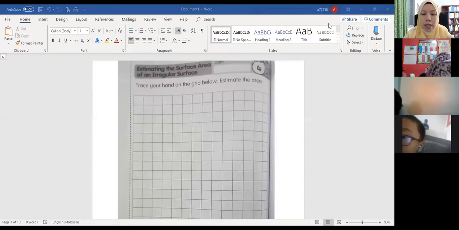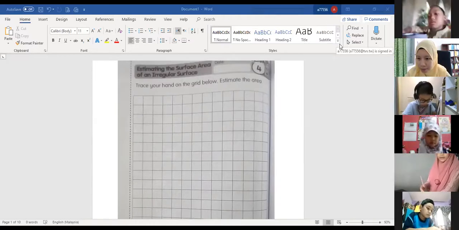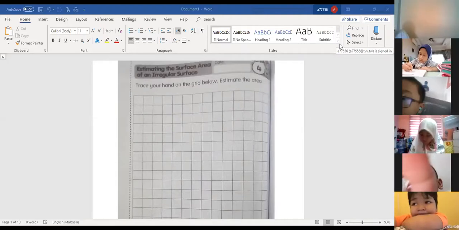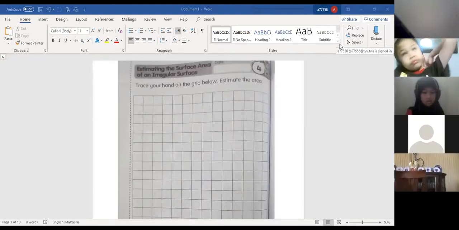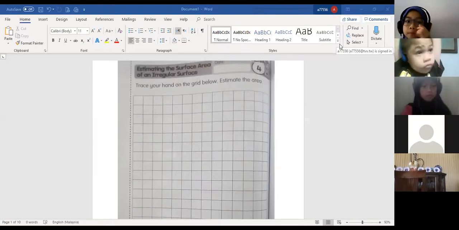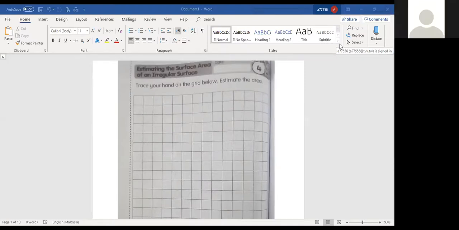Kalau dah siap lukis, if you finish drawing your hand, you can show me. Siapa dah siap boleh tunjuk teacher? Siapa dah siap lukis tangan? Okay, tunjuk teacher. Okey, tengok sini mana tak ada buku tu. Okey, tak ada buku nanti ambil je. Okey, alif, lam, za.